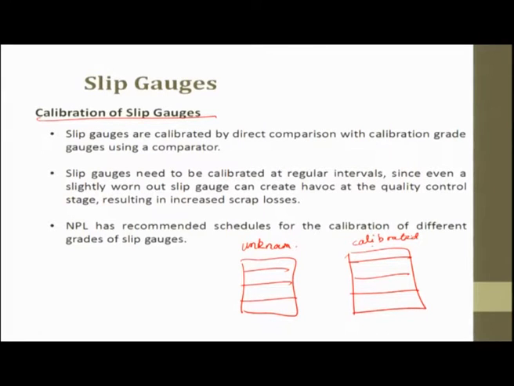This comparator can be mechanical, can be light, anything. Using a comparator they check whether both the heights are okay. The slip gauge needs to be calibrated at regular intervals. That means to say any measuring instrument has to be calibrated at regular intervals.